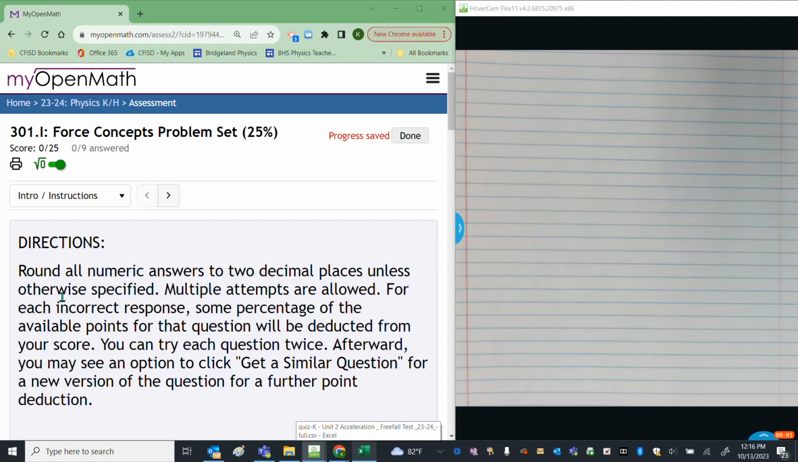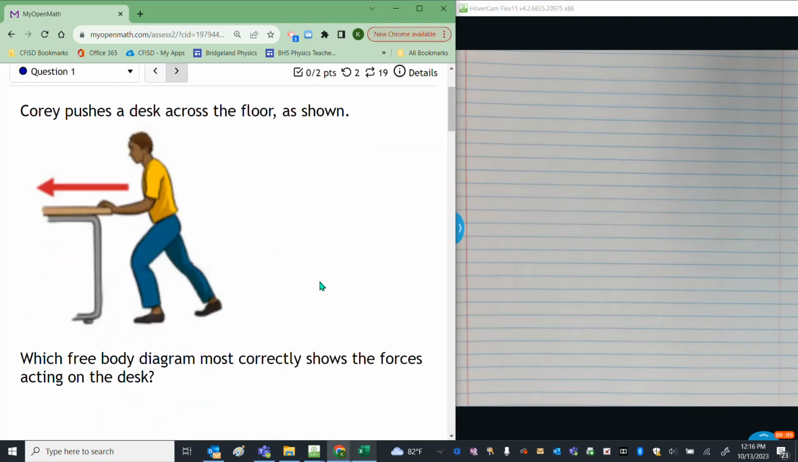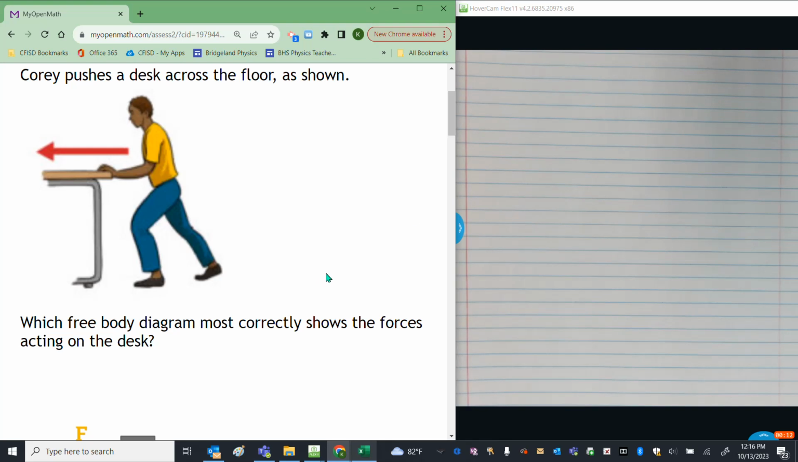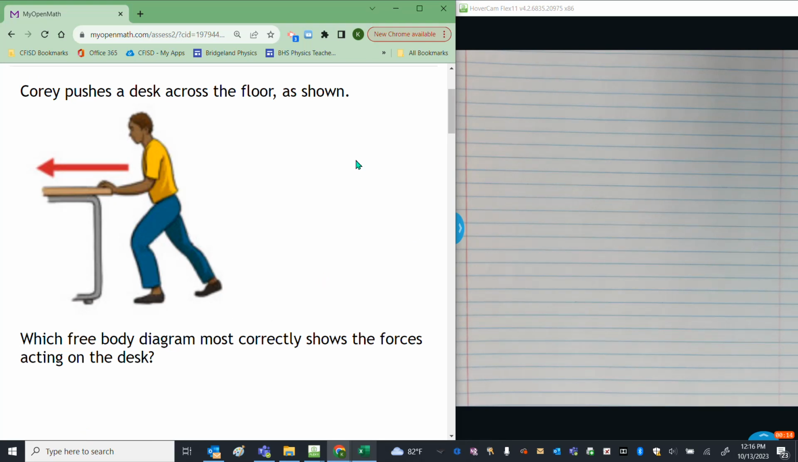This is the 301.1 Force Concepts problem set in My Open Math. I'm going to click through the problems starting with number 1. Again, these are randomized, so you may or may not have this exact scenario on yours, but the question says Corey pushes a desk across the floor as shown. Which free body diagram most correctly shows the forces acting on the desk?